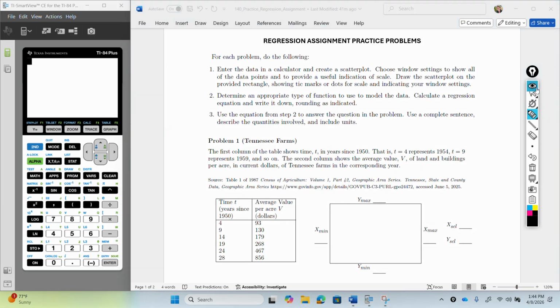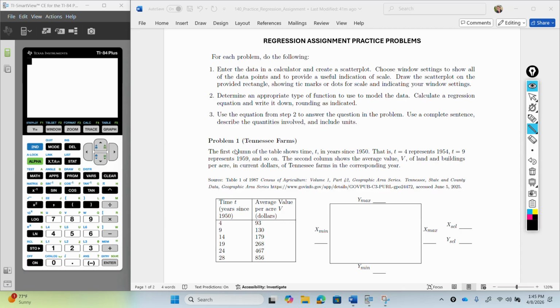Now here's the main one that a lot of students will forget. Use a complete sentence. So if your answer is 5,023, you don't write 5023. You put it in a full sentence, like it was predicted that there would be 5,023 boxes on the assembly line. A full sentence.